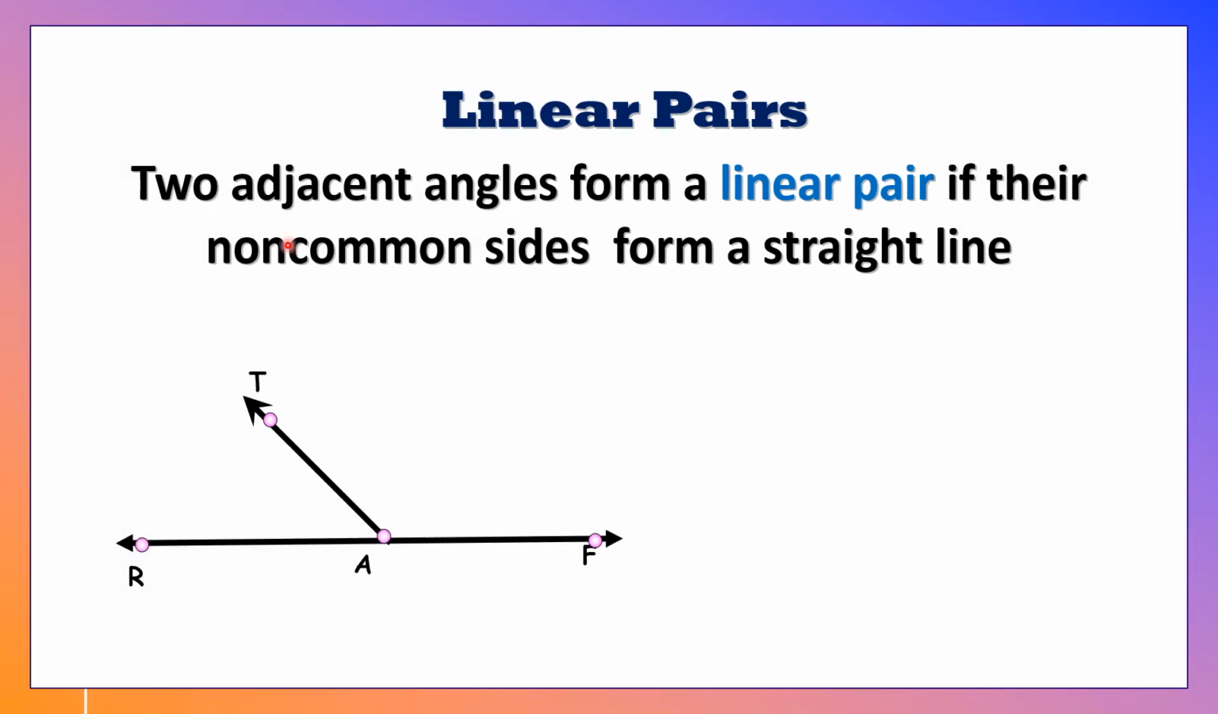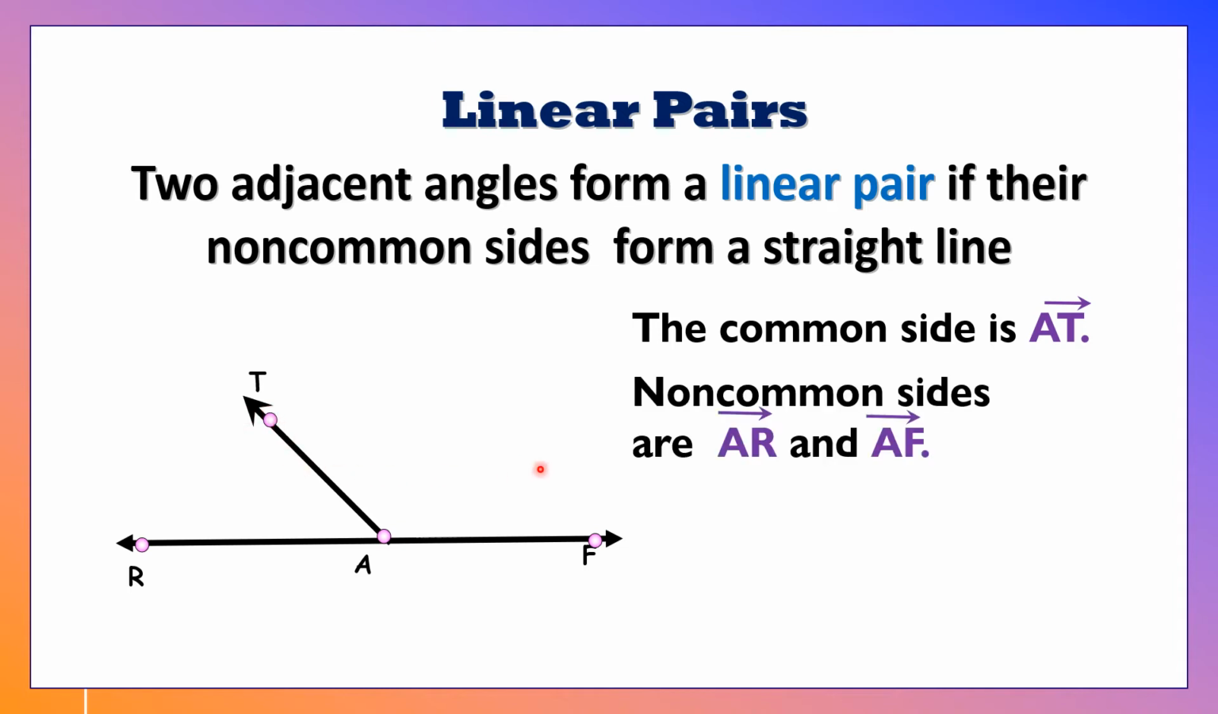Next is the linear pairs. Two adjacent angles form a linear pair if their non-common sides form a straight line. So we have the common side is the ray AT. So ito yung common side nila. Then yung non-common sides, we have ray AR and ray AF.